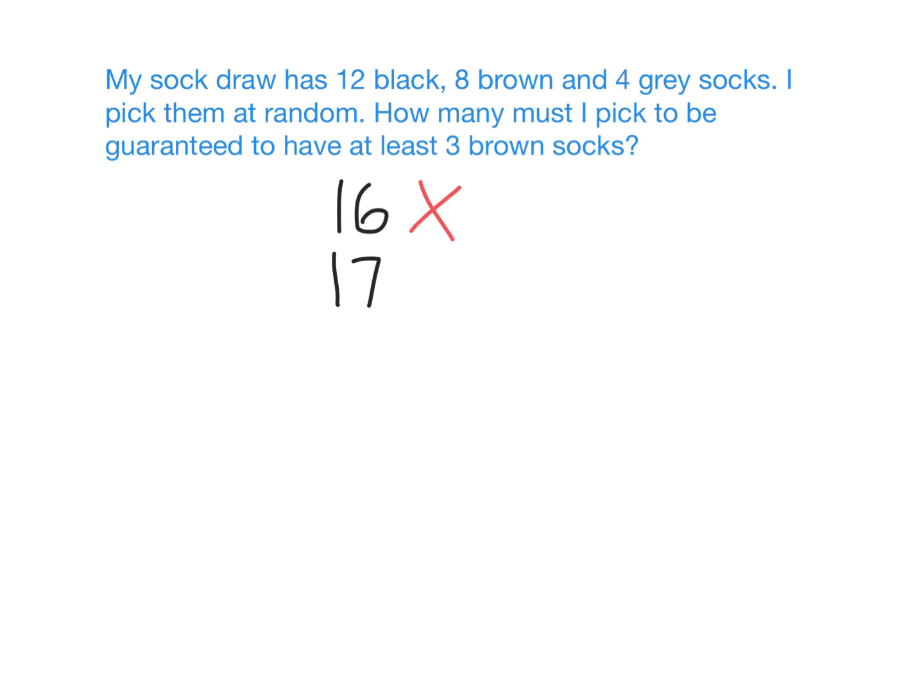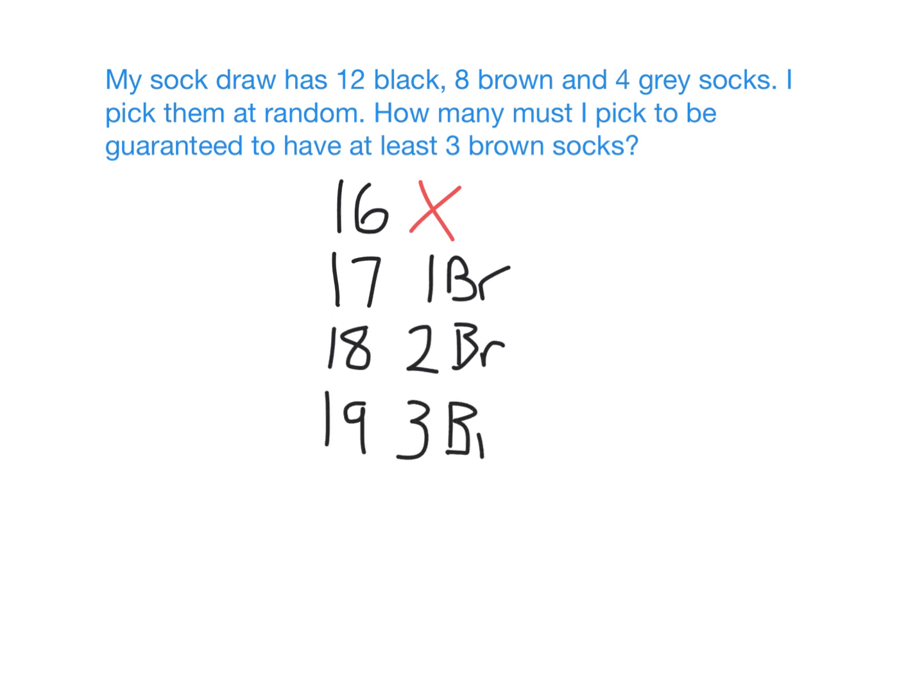So worst case scenario, if brown socks are what I want, is if I pick 17 that I get 1 brown sock. And similarly, if I pick 18, I must have at least 2 brown socks, and therefore if I pick 19, I must have at least 3 brown socks. So 19 is the answer to this problem. The pigeonhole principle guarantees if I pick 19 socks, at least 3 must be brown.